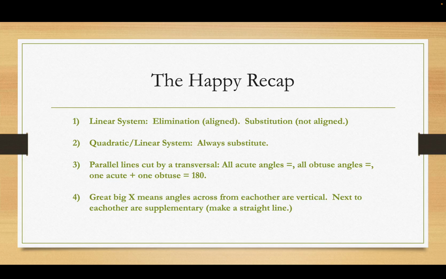Number 3, parallel lines cut by a transversal. Remember, all the acute angles are equal, all the obtuse angles are equal. One acute plus one obtuse is 180. And a great big X means the angles across from each other are vertical angles and they are equal. And the ones that are next to each other are supplementary. They make a straight line.